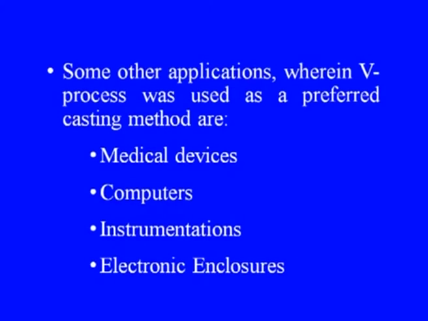Now, let us see few applications of this process. The size of the product is no limitation in the V process. However, as found in literature, the application of V process castings are in the range of up to 8 tons for ingots. Some other applications wherein V process was used as a preferred casting mode are medical devices, computers, instrumentations, electronic enclosures, etc.